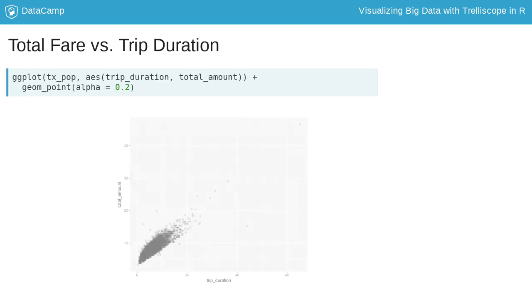Looking at the relationship between total fare versus trip duration, we expect the relationship to be cleaner since we are focusing on one simple route. Even with data this small, we are still overplotting many points, and we can alleviate this to a degree using the alpha parameter to add transparency to the points. This looks much cleaner than what we saw for all routes.